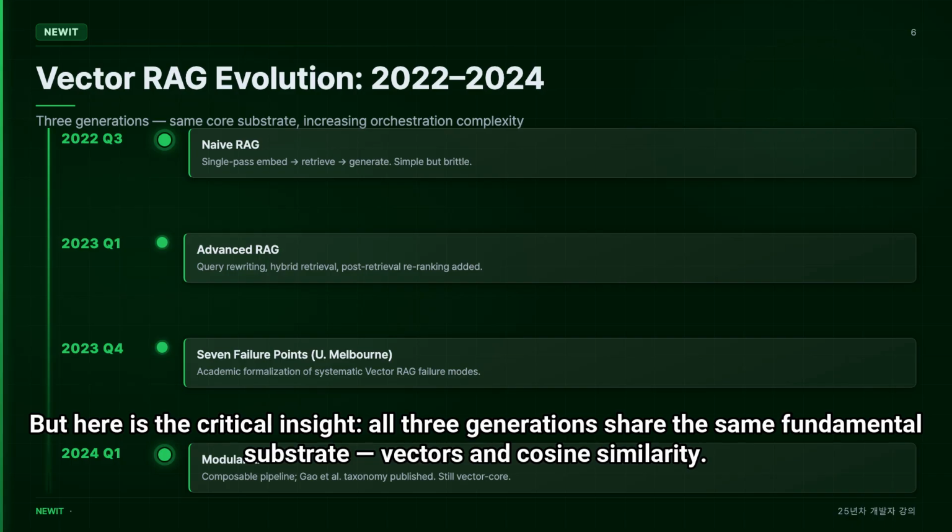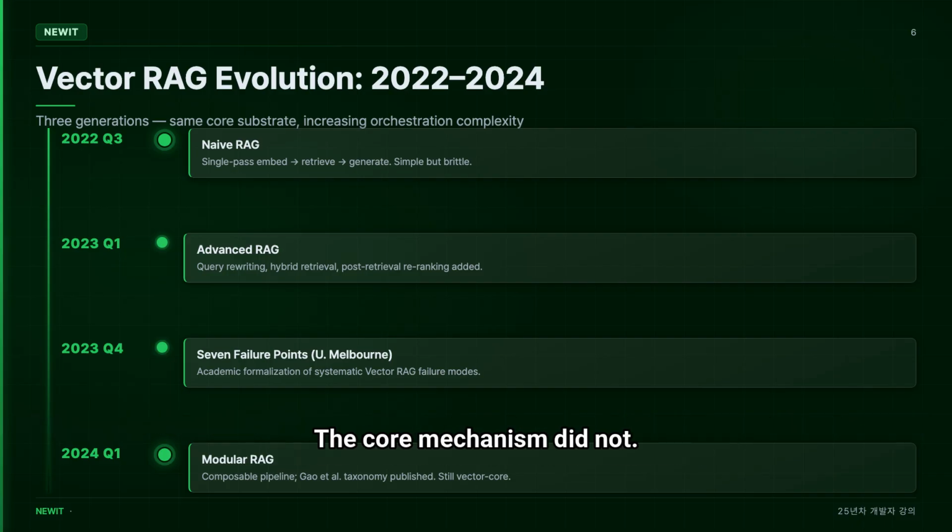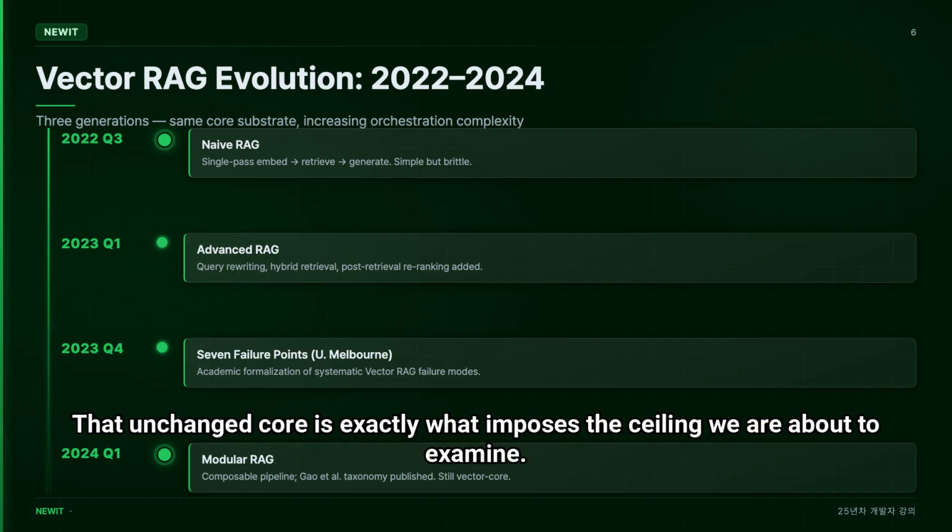But here's the critical insight. All 3 generations share the same fundamental substrate, vectors and cosine similarity. The modules changed. The core mechanism did not. That unchanged core is exactly what imposes the ceiling we are about to examine.